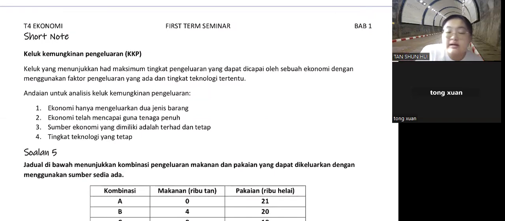What is KKP? Kerloop. Kerloop means curve. It's a line to show you what? Kemungkinan pengeluaran. To show you the hard maximum. Okay, the hard maximum. Tingkat pengeluaran yang dapat dicapai. The maximum production that I can achieve in an economy. We call it hard maximum.